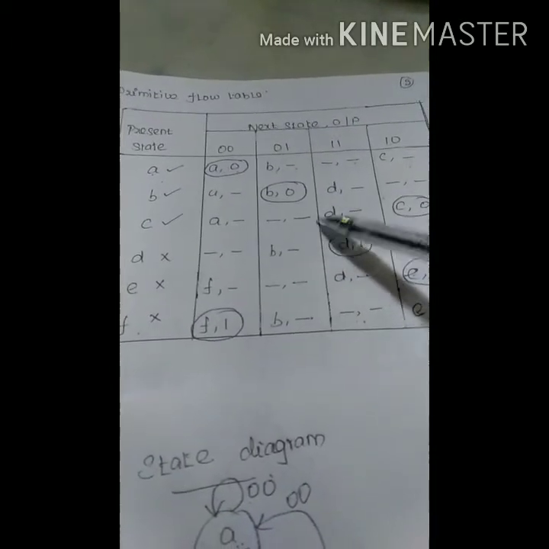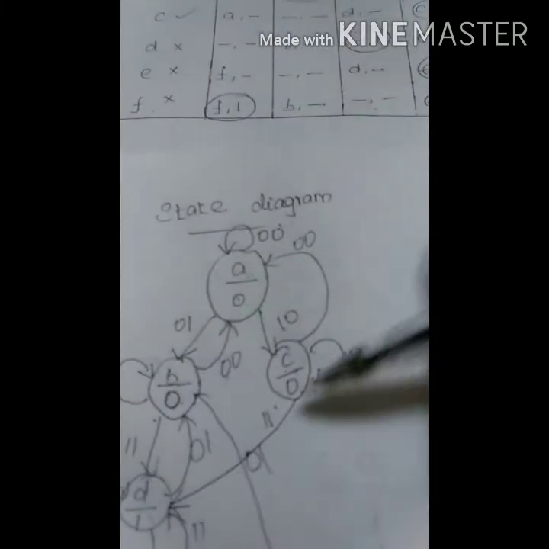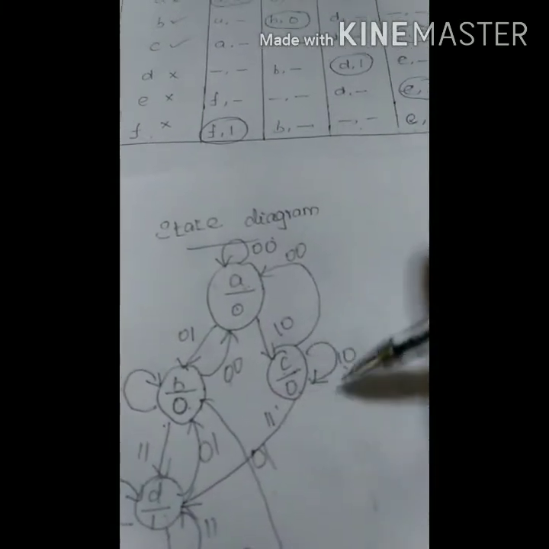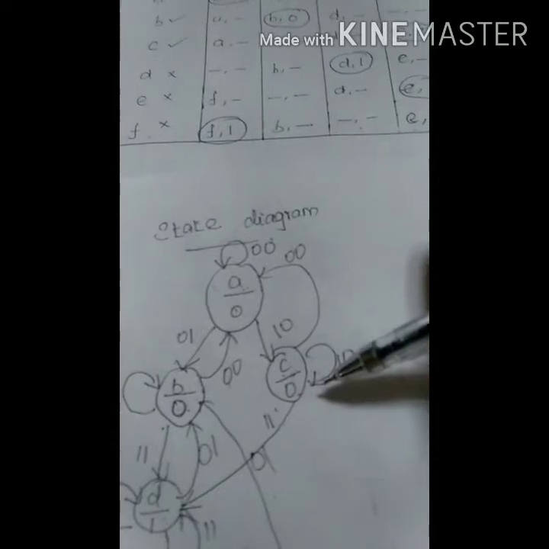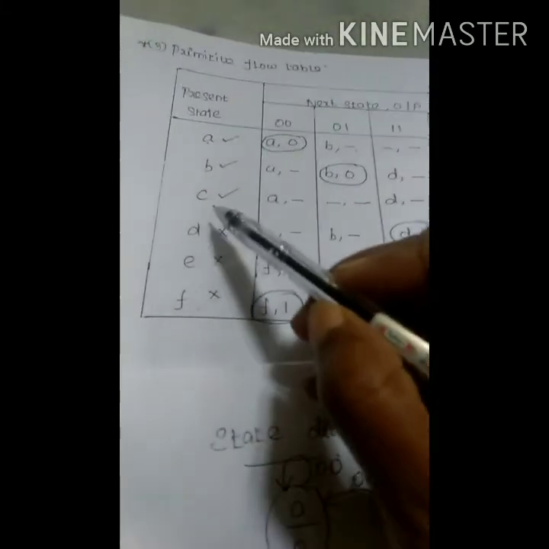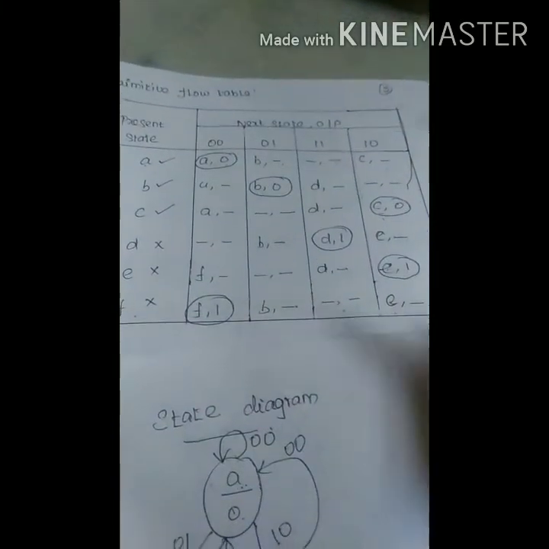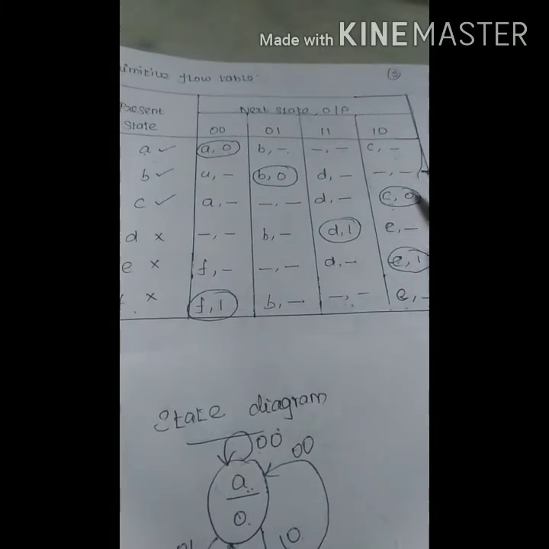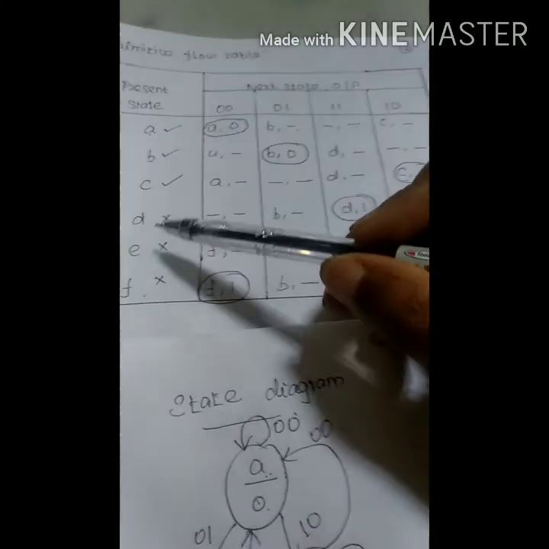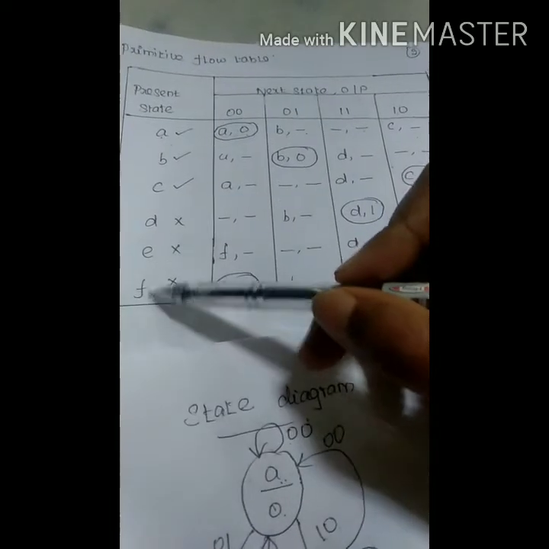If I am applying 1 1 to this C state, it will go to the D state. Then if I am applying 1 0, it will retain on the same state, C state. So that C state is a stable state, because here the next state is C and here also it is C. If the present state and the next state are same, then it is called a stable state. Then we have to round it up. Okay, similarly we have to write down for D, E and F.